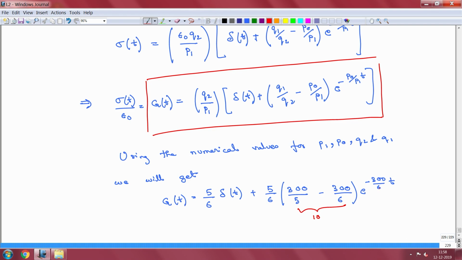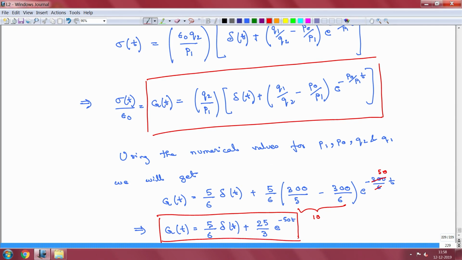So, this is basically 50. So, my final expression for G(t) would be 5/6 δ(t) plus 25/3 e to the power minus 50t. Okay. So, this is the final answer in numerical form that we are looking for.